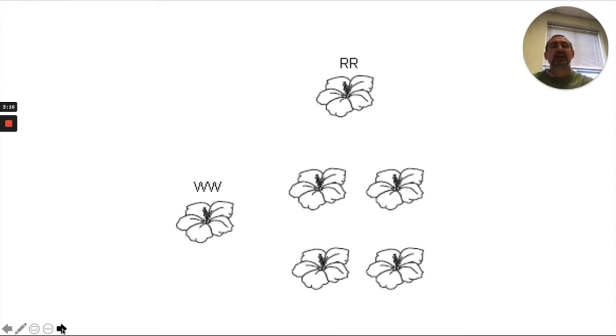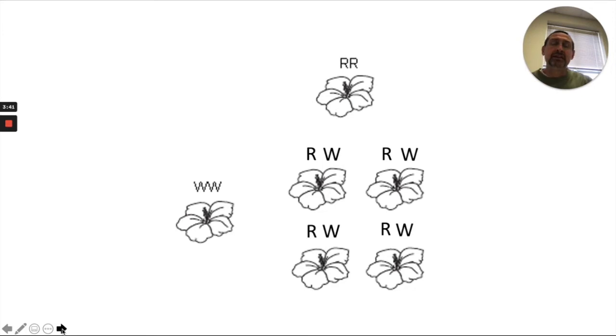Here's a case of codominance, a red flower crossed with a white flower, and the result is a red and white flower. So we still apply the same rules of segregation to see what all the possible combinations are. And we get a result that looks something like this. All of the offspring are both red and white.